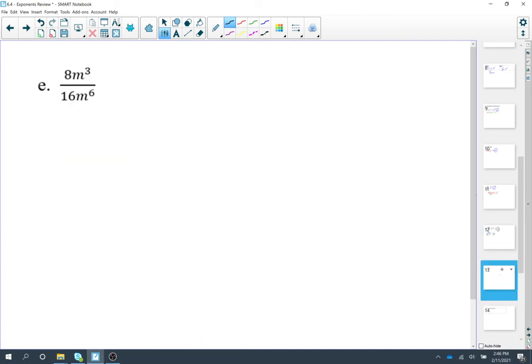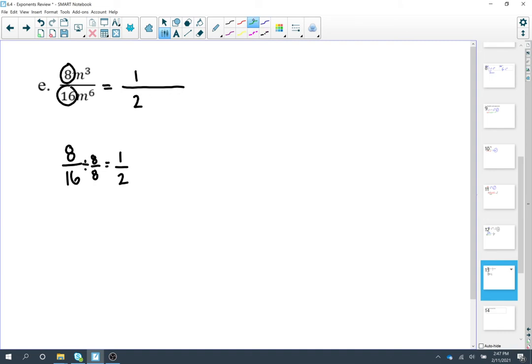Letter E. So letter E, we have a lot going on. The first thing I'm going to consider is this 8 and this 16. If I'm dealing with 8 over 16, that's just a normal fraction, and we could simplify that by 8, which is 1/2. So I know part of my answer is going to be 1 over 2.